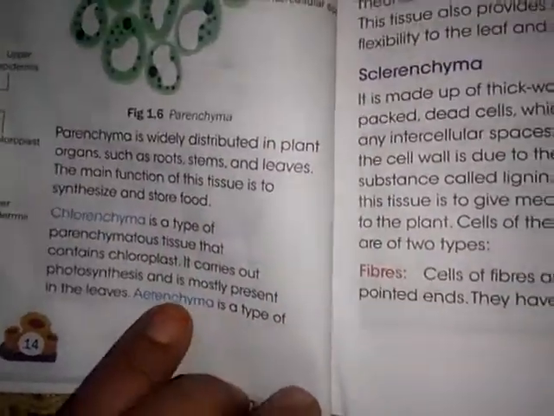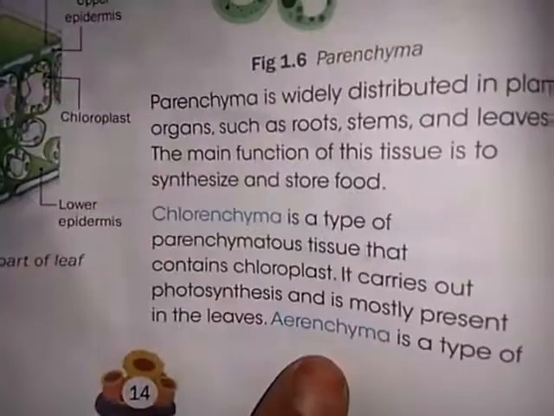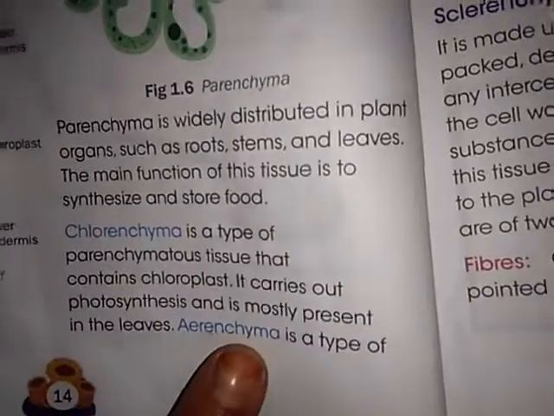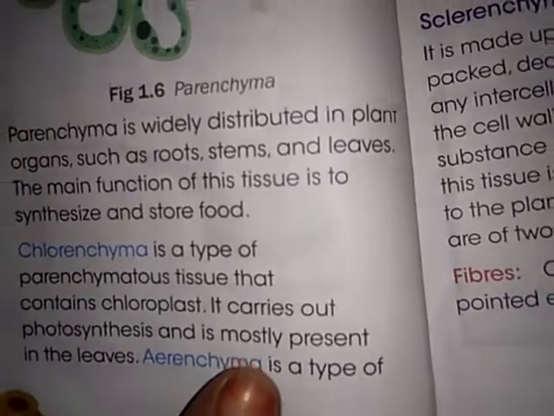Okay. Next we see about Parenchyma. This is also a type of parenchyma tissue. This type of tissue is present in aquatic plants. Parenchyma tissue, where is it present? Aquatic plants. What is the meaning of aquatic? Plants that live in water are called aquatic plants.